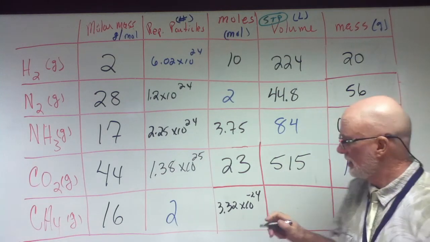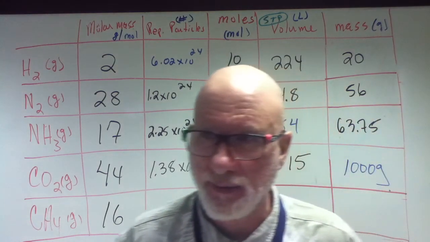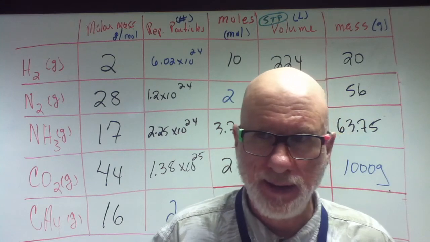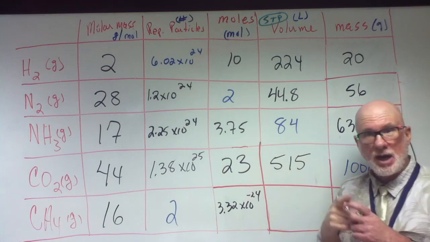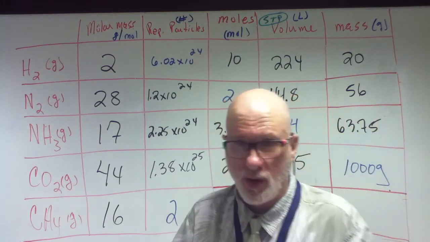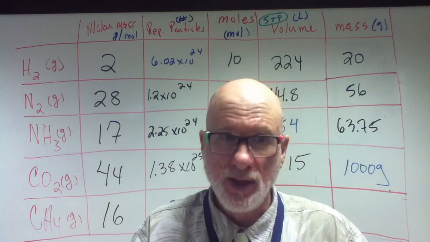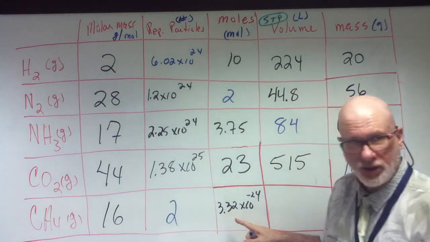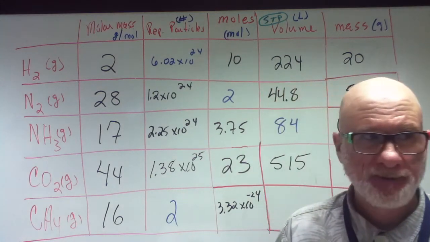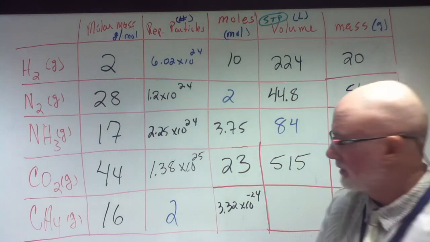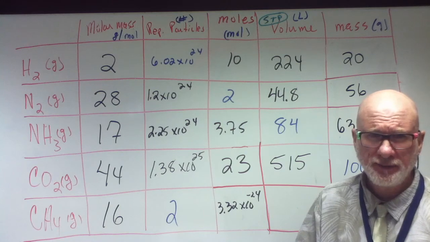Just 2 particles, right? So what about volume? Listen carefully. If it's this many moles, and I know that 1 mole is 22.4, what am I doing? I'm multiplying the number of moles times 22.4 to get the volume, aren't I? So what is 3.32 times 10 to the negative 24 times 22.4? 7.4 times 10 to the what? Negative 23.